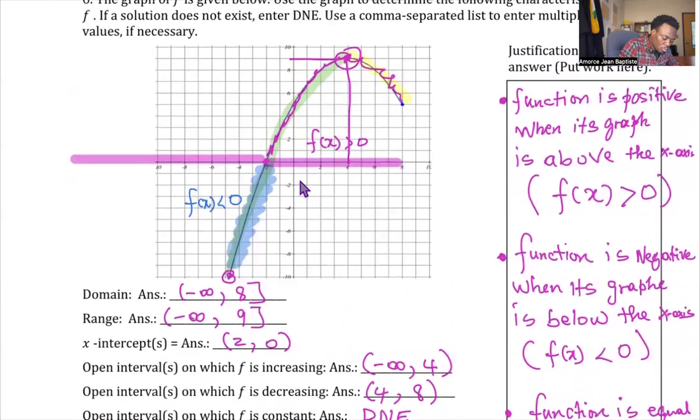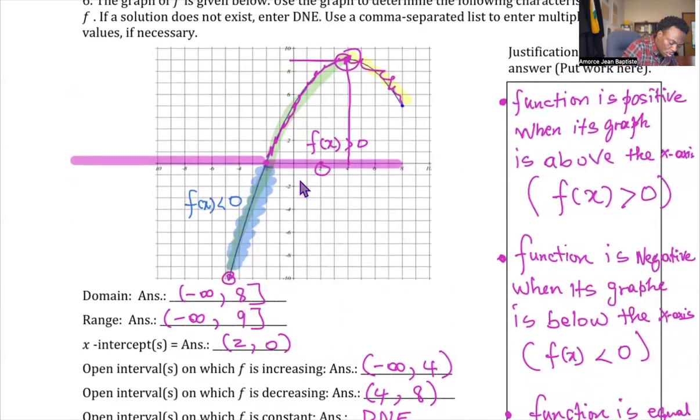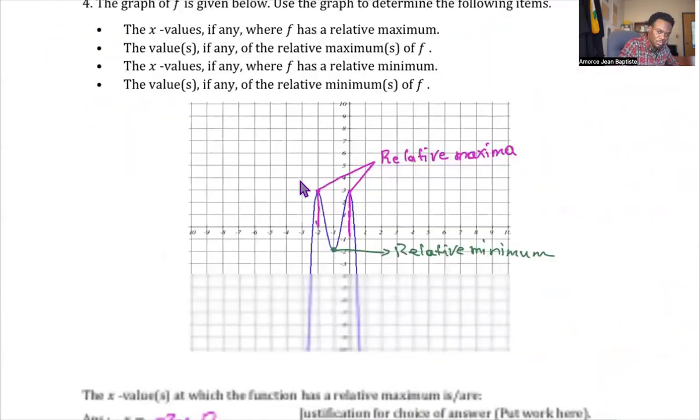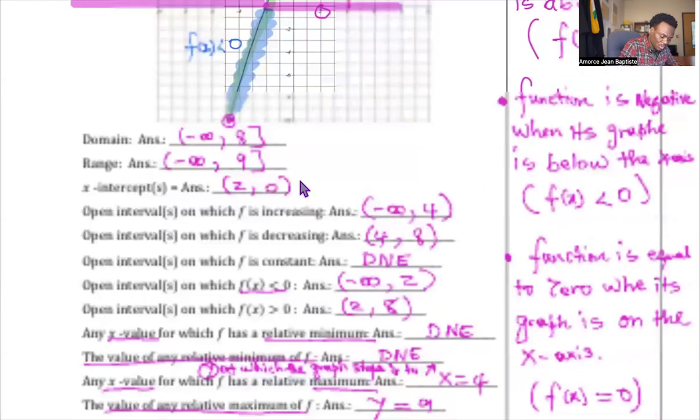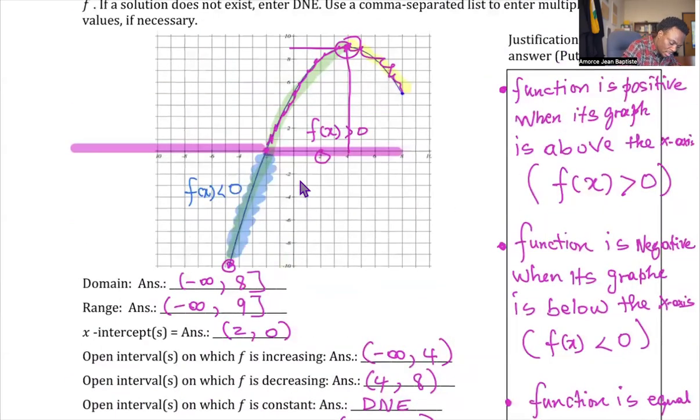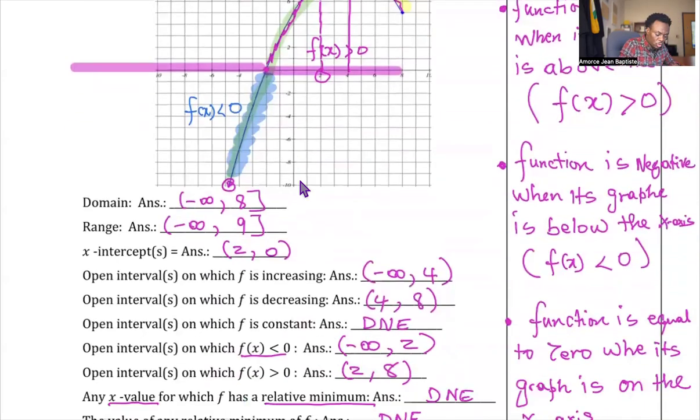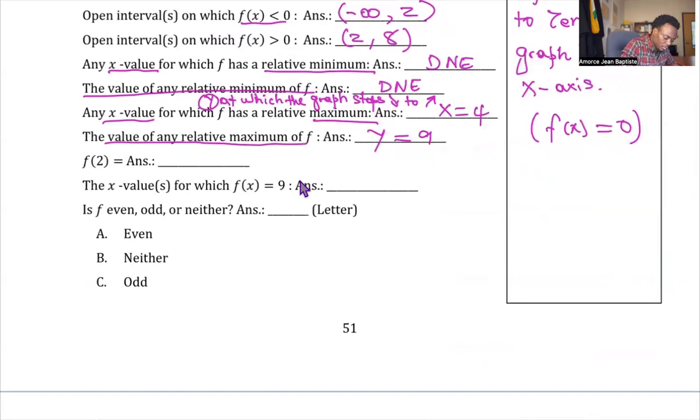They want me to find f of 2. What is x equals 2? That's x equals 2. So let's see how many steps we would go up: 1, 2, 3, 4, 5, 6, 7, 8. So f of 2 equals 8.